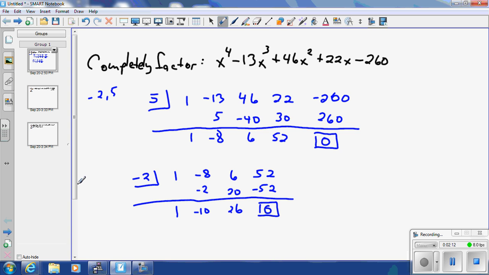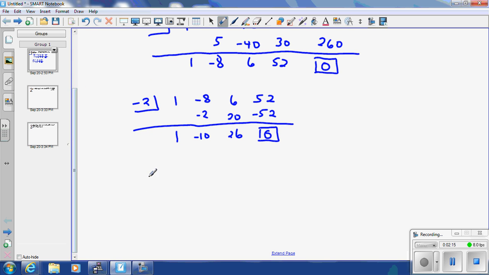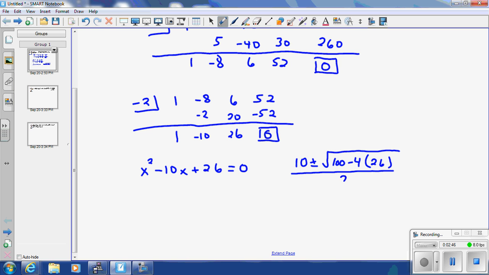Now I'm at a point where I've got x squared minus 10x plus 26. This does not factor, so to keep on going, I have to set that equal to 0, so I'm going to use quadratic formula here. The opposite of b, plus or minus the square root of b squared, that's 100, minus 4 times the a value of 1, that doesn't even matter, times the c value of 26. All of that will be divided by 2 times a, which in this case is just 2.